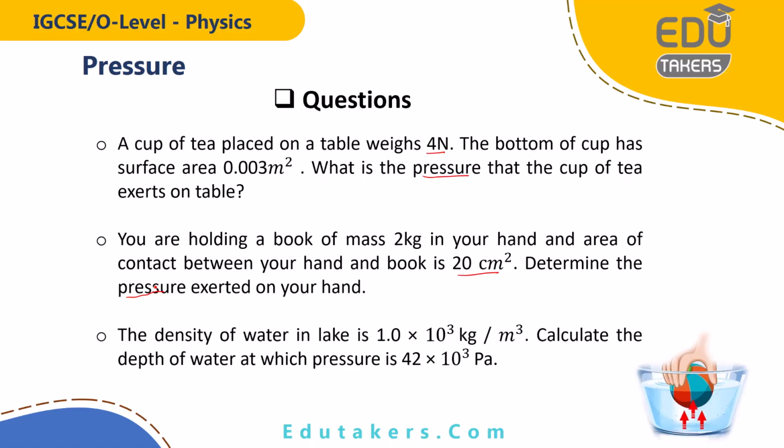The density of the water in the lake is 1.0 times 10 to the power 3 kg per meter cube. Calculate the depth of the water. You have to calculate here the depth at which the pressure is 42 times 10 to the power 3 pascal. So here you have to find out the depth of the water.